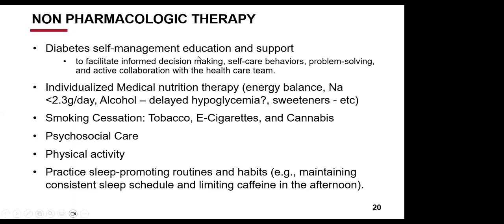Thank you for that response. I think there are some more questions. Someone is asking, is there a relationship between insulin resistance and erectile dysfunction?